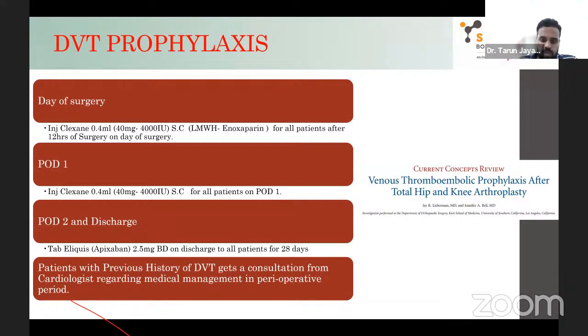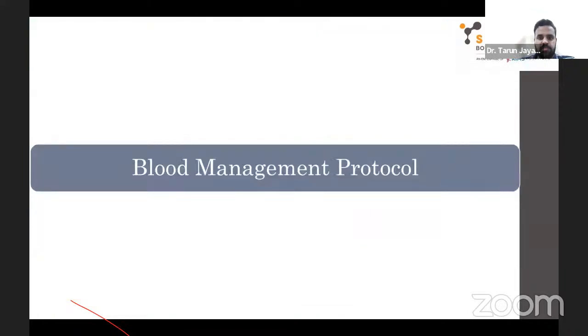So what is our protocol that we follow for the use of DVT? On the day of surgery and till the patient gets discharged, we use Clexane 40 mg subcutaneously given OD. From POD2 onwards and on discharge, the patient receives Eliquis 2.5 mg BD for 28 days, that is, 1 month. However, patients having previous history of DVT or any other thrombotic phenomenon need to be consulted with a cardiologist or vascular surgeon, and they will decide on what the anticoagulant protocol should be.